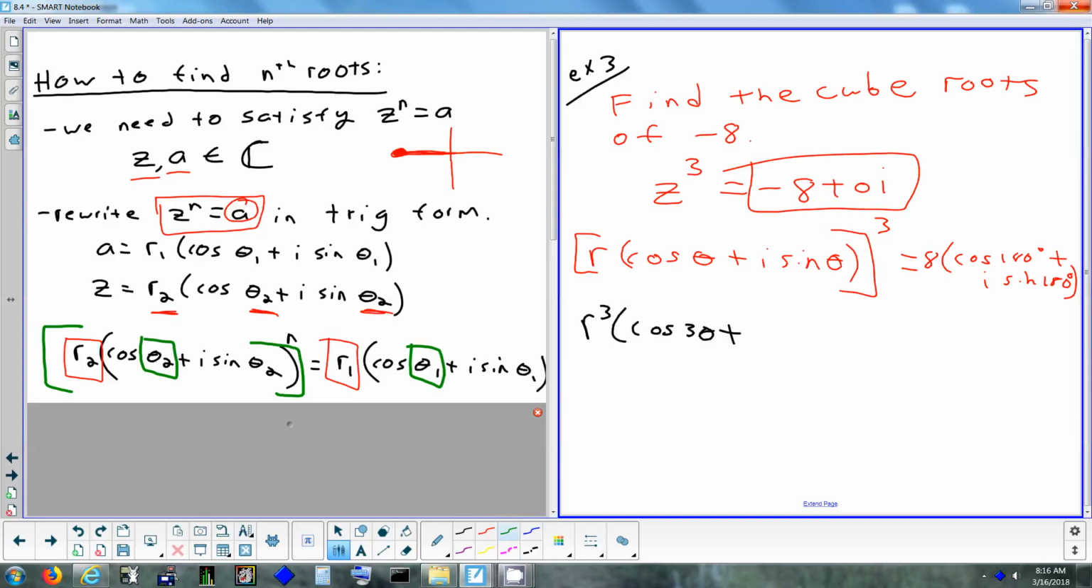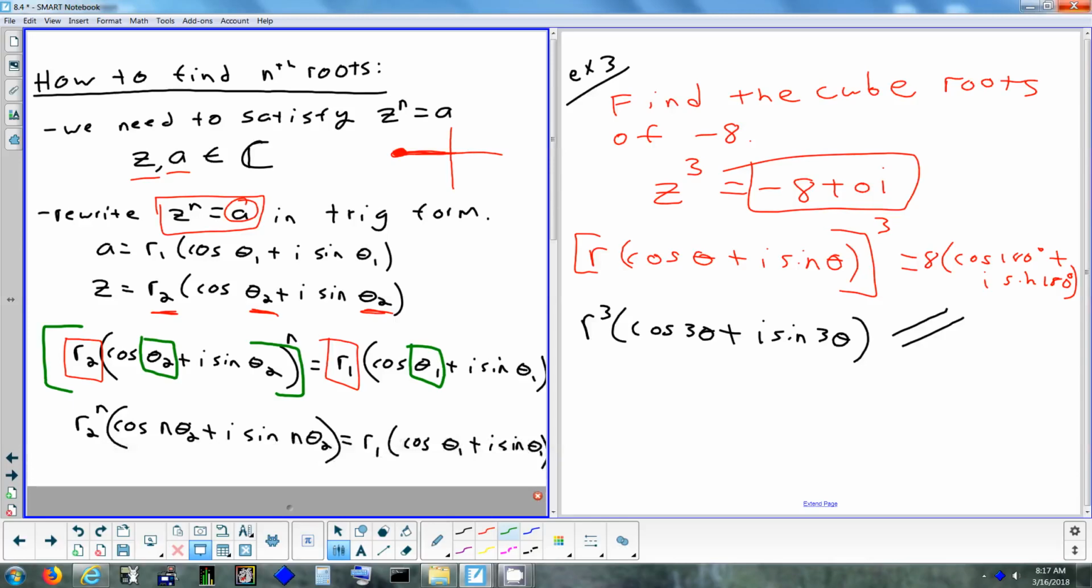So sometimes people just do that step out and they don't even bother with the step above it. They jump to what I'm writing in black right now. I'm just going to put equals, and I'm not going to write down the right-hand side again. So now we have r cubed cosine 3 theta plus i sine 3 theta. Generically, you would have something like that. The right-hand side stayed exactly the same. You raised the r to the power. You multiplied the angle by the power.